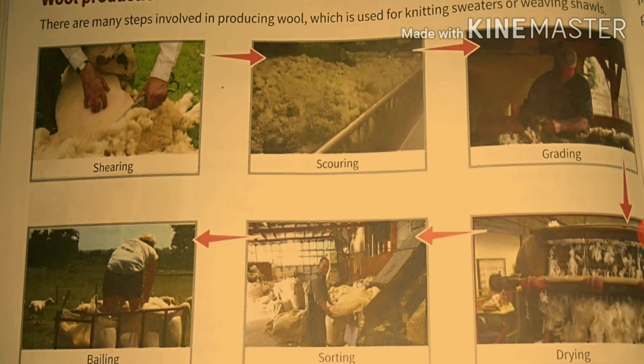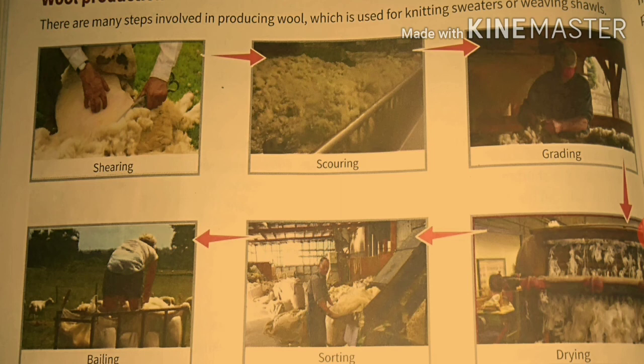So next step we have carding. What is carding? Carding is a process that cleans and separates the intermixed fiber to form continuous fiber. So let's see that carding. The fiber then undergoes the process of carding. The fibers are cleaned and intermixed fibers are separated to form continuous fibers.